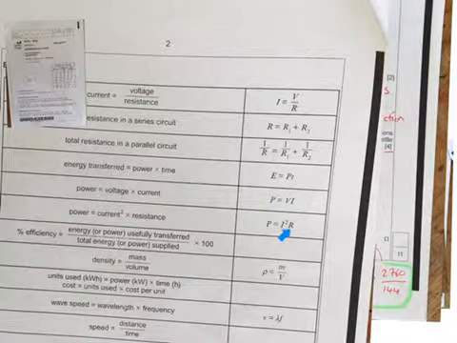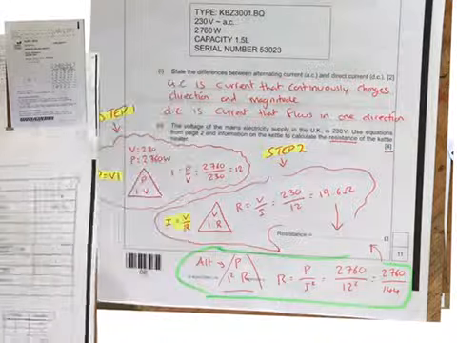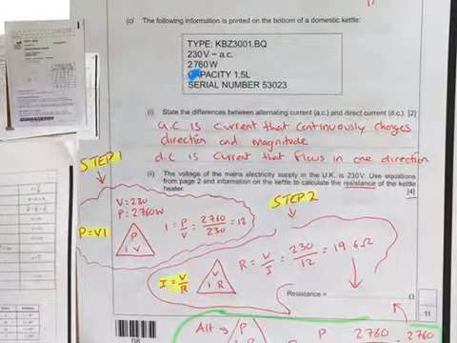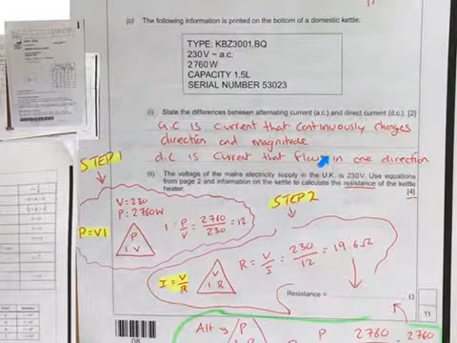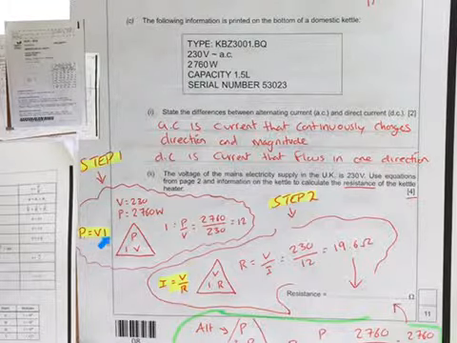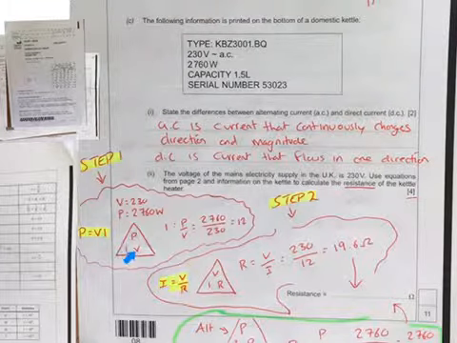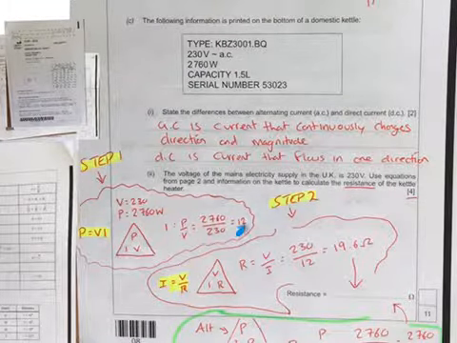I mean, I could go and use this one, but I still need to find current because I still haven't got a current. So I know my power. My power is 2,760 watts. I also know a voltage. So the one I'm going to use to find out my current first, so I can use with my resistance, is P equals IV. When I rearrange that in a triangle, I put my finger over I, I is P over V. So I got 2,760 over 230 equals 12 amps.